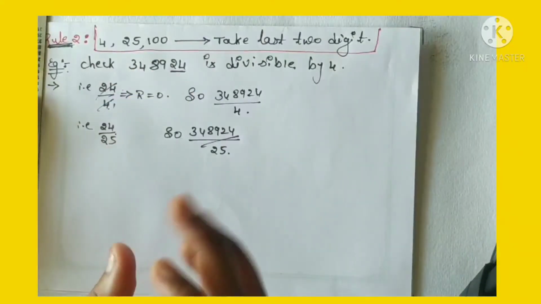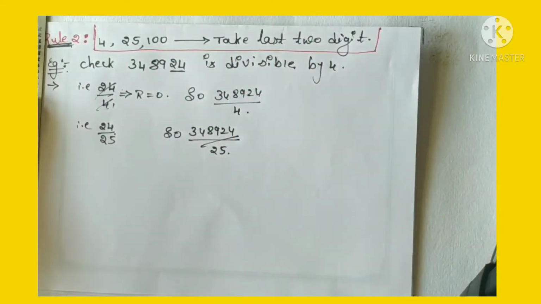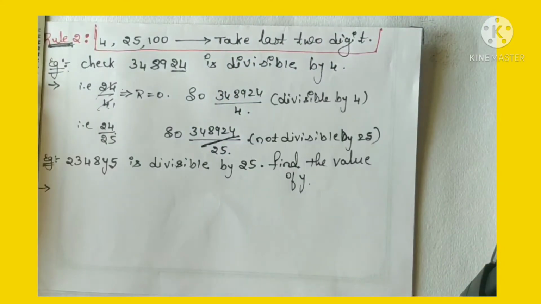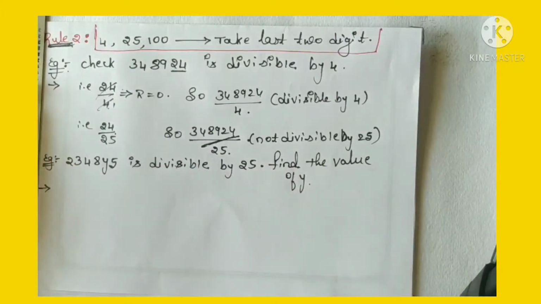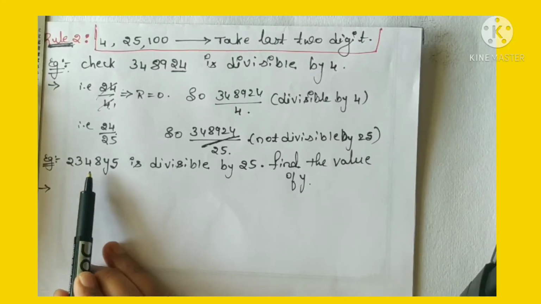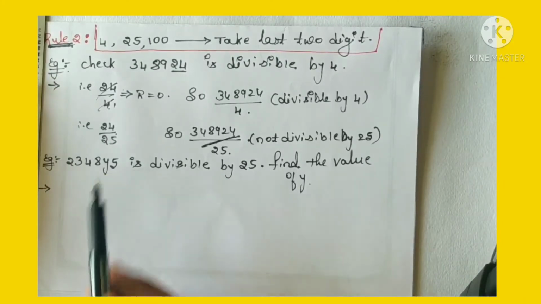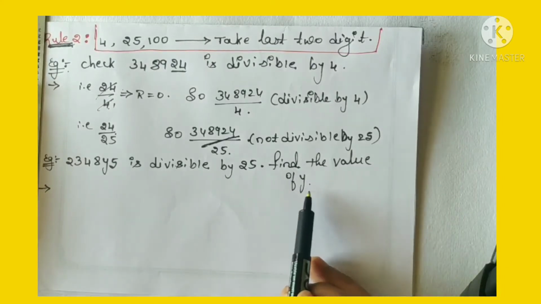For this, we have to consider 2 digits. Similarly, this rule continues. Okay. Now, based on this rule number 2, I will solve one more example. The example is: 2348y5 is divisible by 25. Find the value of y. This is the question.